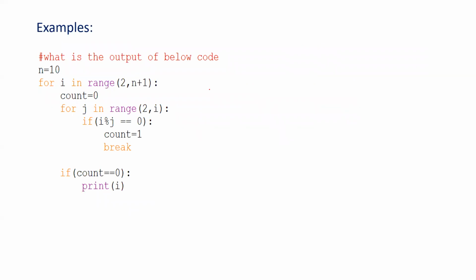Now let's look at the model examples. These types of examples you can expect in the InfoTQ examination. See here, first n equal to 10 and for i in range of 2 comma n plus 1, which means, see this, i is ranging from 2 to n plus 1. For the first iteration, i value will be 2. In that case, the count value will be 0. Let the count value be c, for example, c equal to 0.